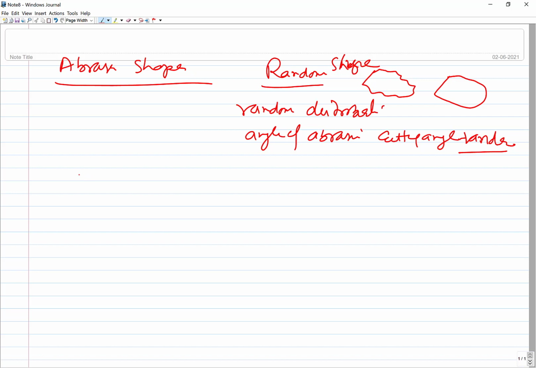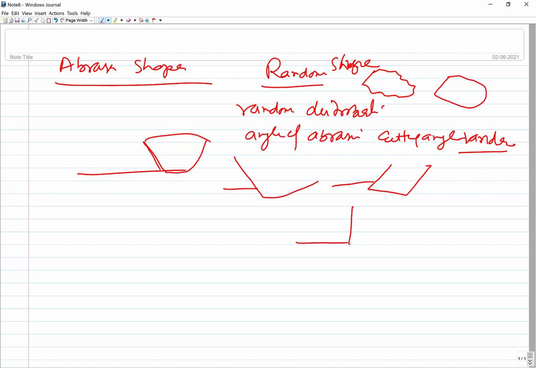For example, your wheel abrasive may interact with the workpiece like this. So here the cutting edge is inclined in this manner. Or the cutting edge is inclined in this manner. Or the cutting edge is simply inclined in this manner.